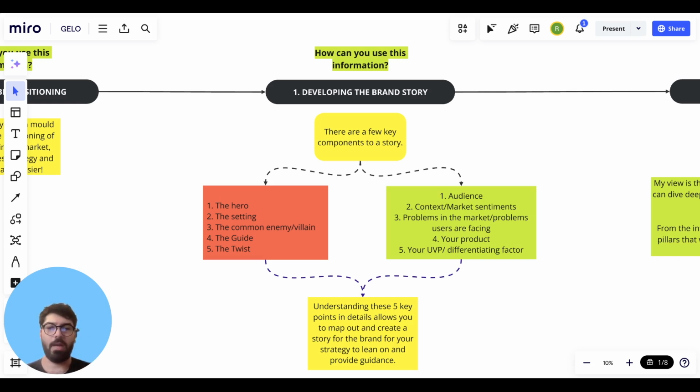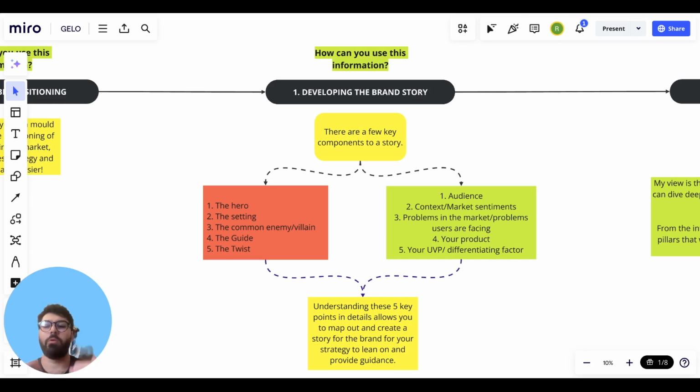Thirdly, it's the common enemy or the villain. Now, this is not your competitor. This is the problems that your audience faces. Your job is to help them overcome those problems. And this brings us on to point number 4, which is the guide. Again, you're the guidance that they need to overcome their problems, which is why it fits so well, because you are essentially showing them that we're part of your story.